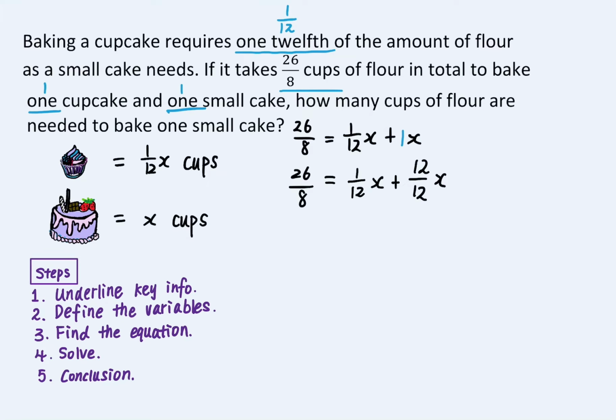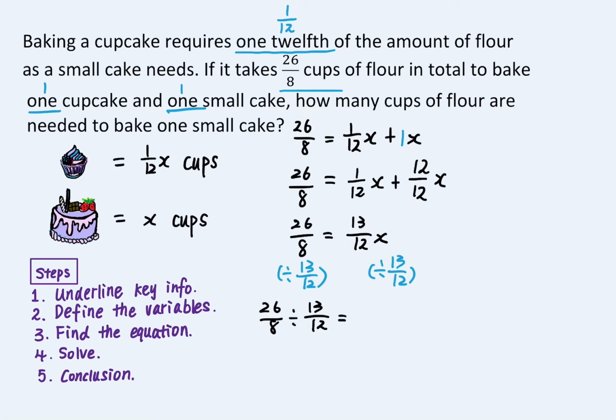So on the right hand side, I now have 1/12x plus 12/12x. If I add 1/12 and 12/12, I have 13/12x, and on the left hand side, I still have 26.8. To find x by itself, I'm going to divide both sides by 13/12. On the left, I have 26.8 divided by 13/12. On the right-hand side, 13/12x divided by 13/12 gives me 1x, which is simply x.